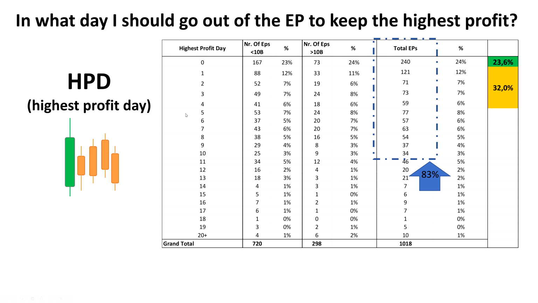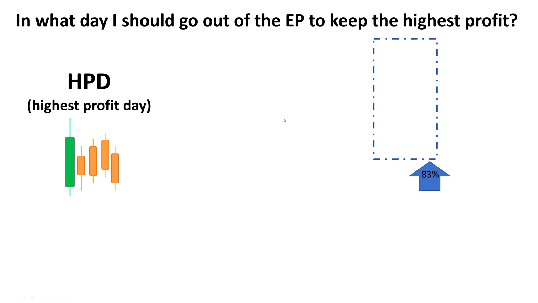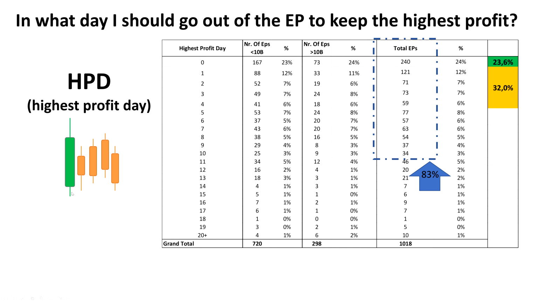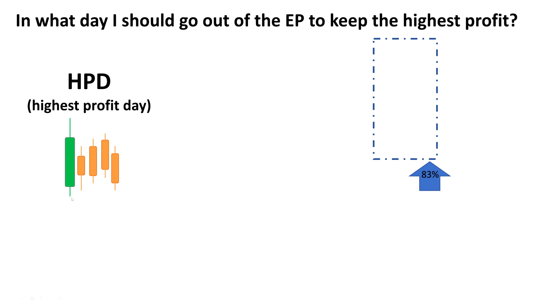And to define the highest profit day, let me hide this for a while. To define the highest profit day, I assume that the stop loss will be the low of the day of the EP day. The stop loss will be here, like 1% below the low of the EP day. And when it comes to day 1, 2, 3, 4, when the testing happens, every time it tests the stock and goes down, I will be taken out at 1% below the low of the EP day.